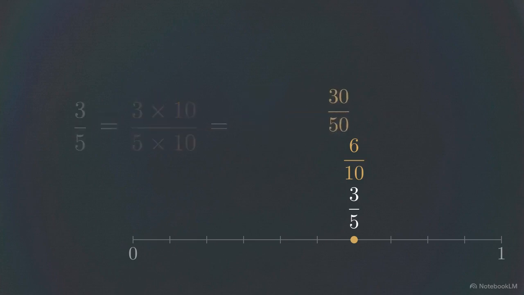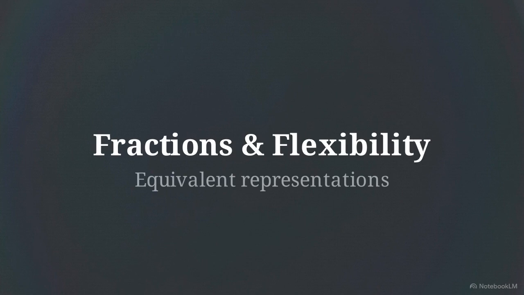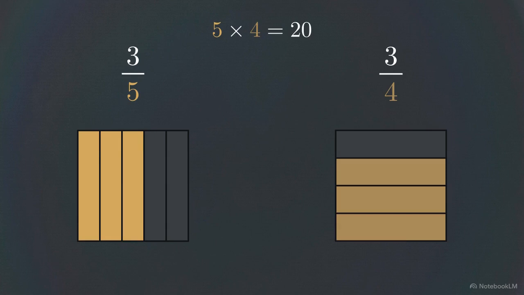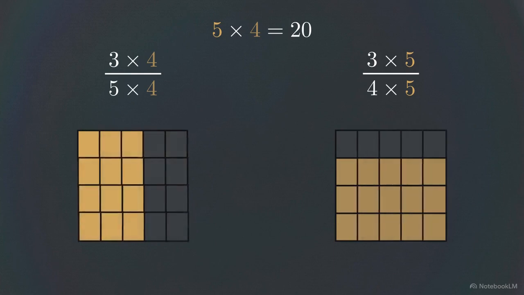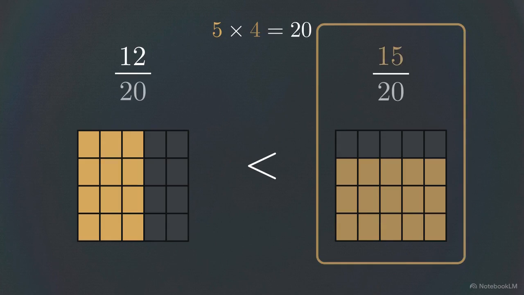We can repeat this by multiplying by 10 to get 30/50. Because we can multiply by any integer, a single coordinate can be represented by an infinite number of different fractions. We need this flexibility to perform arithmetic. If fractions were locked into a single form, we couldn't align different denominators for addition or comparison. For example, comparing 3/5 and 3/4 is difficult because the denominators, 5 and 4, measure different units. We solve this by finding common multiples. By scaling them to 12/20 and 15/20, we can see that 15/20 is clearly the larger value.